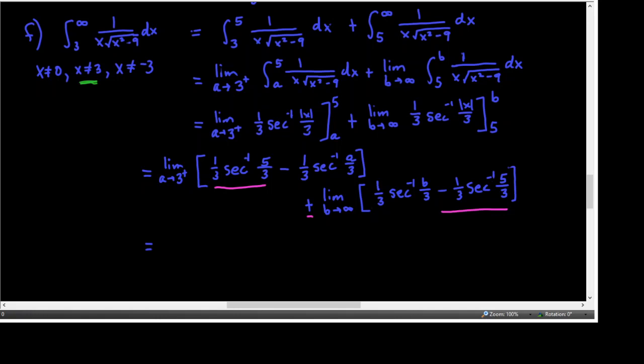Now, secant inverse as we go towards 1. Well, let's see. Since we're doing this first one where a is approaching 3 from the right, so by substitution, 3 over 3 would be 1. Secant inverse of 1 is 0. Negative 1/3 times 0 is what we get from the first one. Then, plus, we're going to be looking at secant inverse of positive infinity over 3. Of course, positive infinity over 3 is infinitely large. So secant inverse of basically infinity.